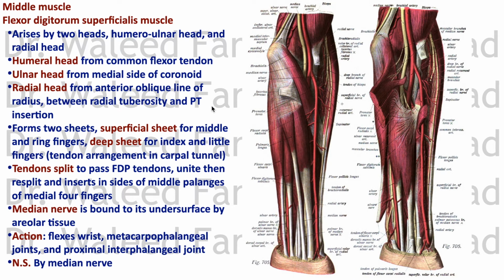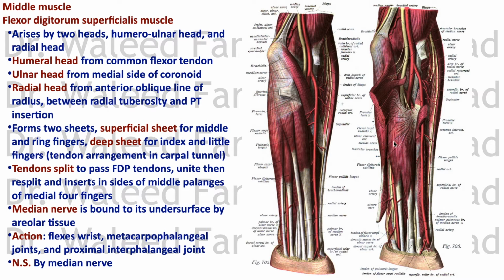Now the middle muscle, which is the flexor digitorum superficialis muscle, arises also by two heads, the humero-ulnar head and the radial head. The humeral part of the humero-ulnar head arises from the common flexor origin. The ulnar head arises from the medial side of the coronoid, and the radial head from the anterior oblique line of the radius between the radial tuberosity and the pronator teres insertion.